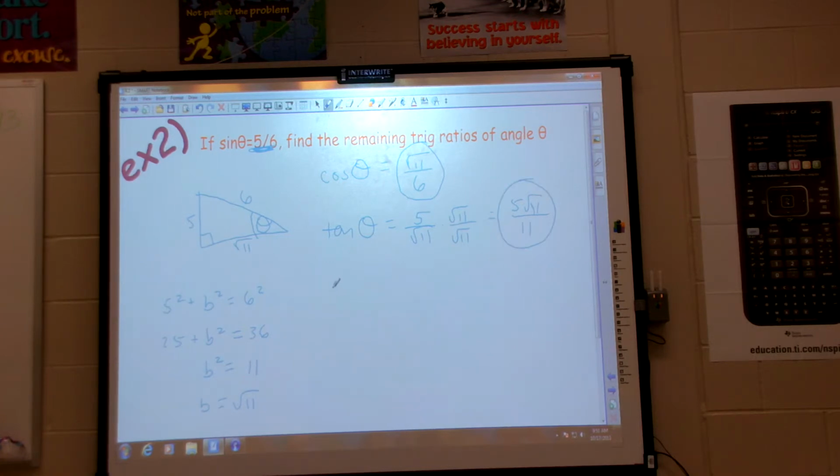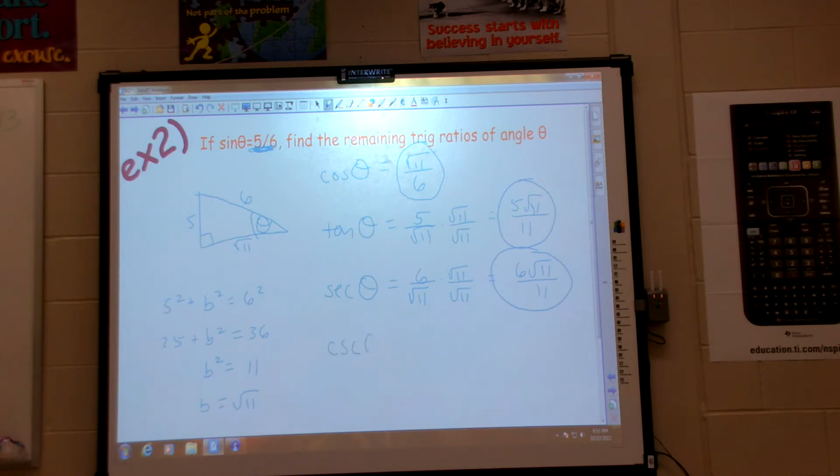Okay, let's go ahead and do secant. What is secant the reciprocal of? Cosine. So instead of doing square root of 11 over 6, I'm going to have 6 over square root of 11. Clean that up. I don't want that square root in the bottom. 6 square root of 11 over 11. Since the 6 and 11 don't reduce, that's done.